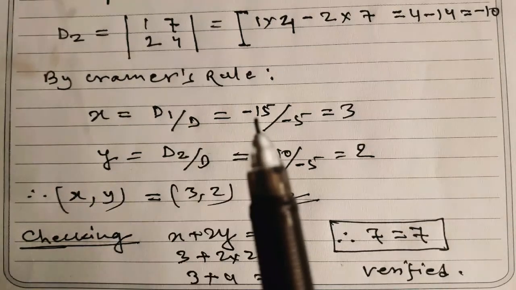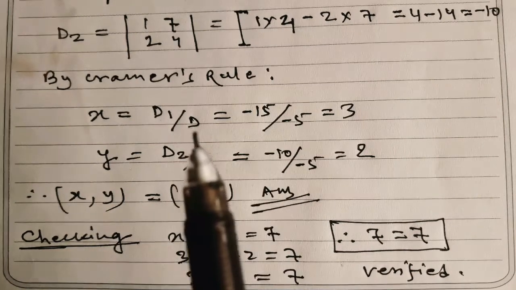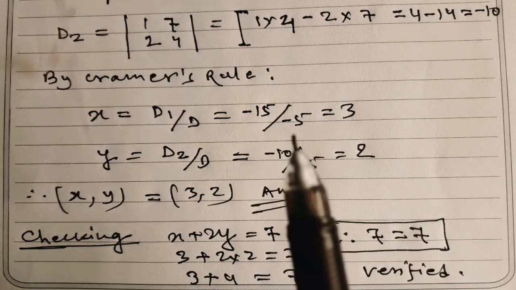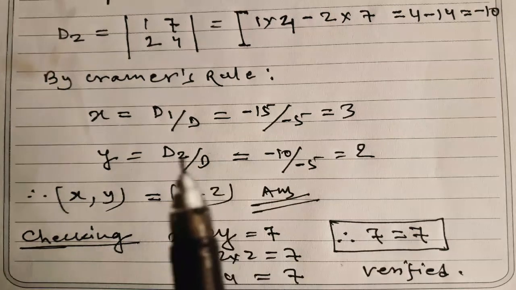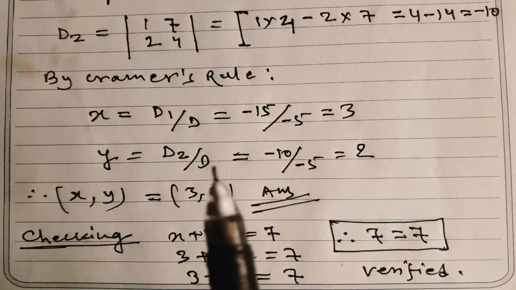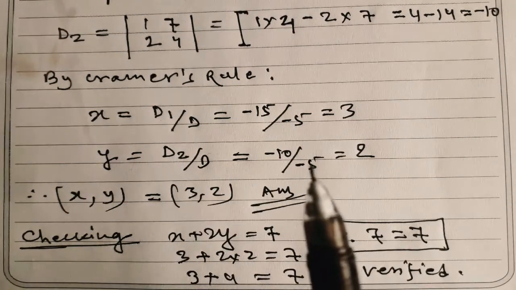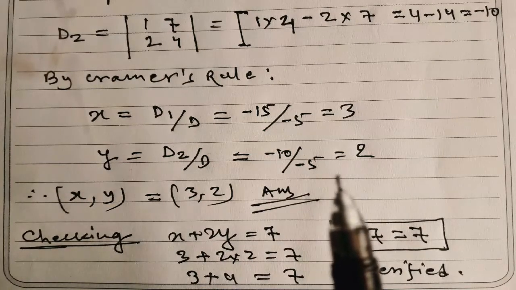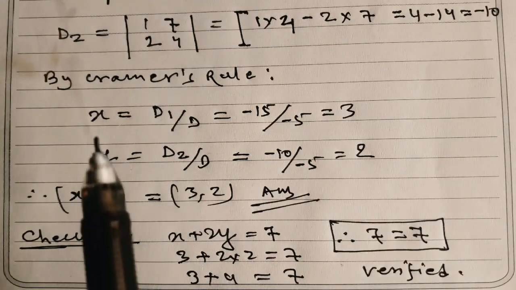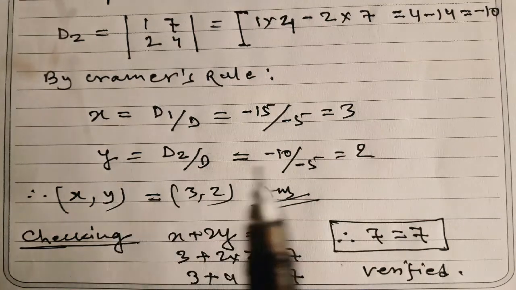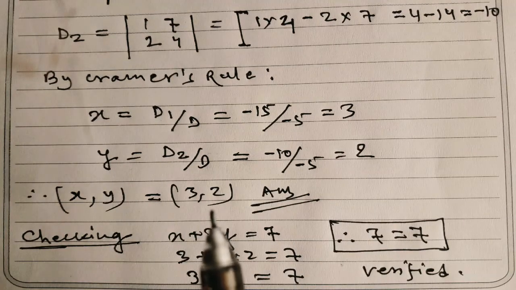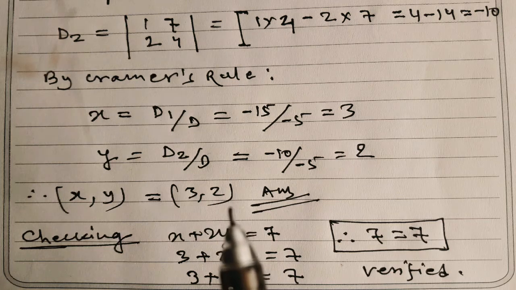Now the value of D1 we have got is minus 15, and the value of D we have got is minus 5. So minus 15 divided by minus 5 we get 3. Now the value of D2 we have got is minus 10 and the value of D is minus 5. So minus 10 divided by minus 5 we get 2. Therefore the value of x is 3 and the value of y is 2. Therefore (x, y) is equal to (3, 2). This is the required solution of the given two equations.